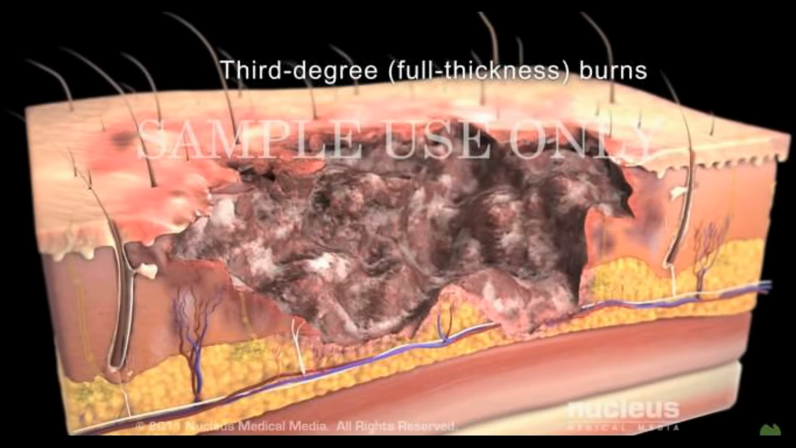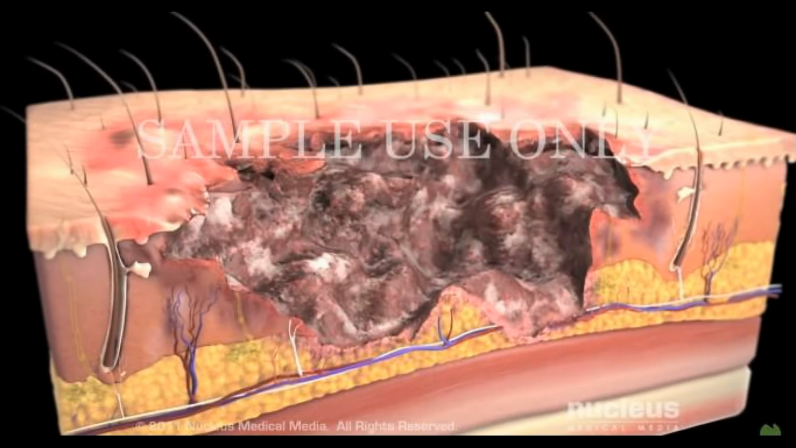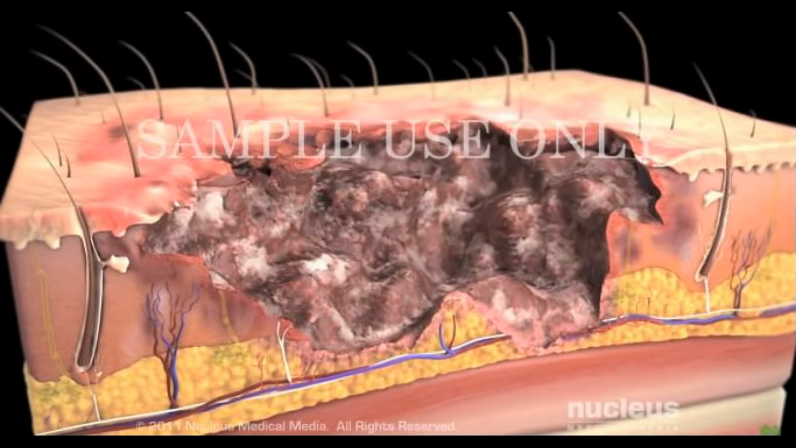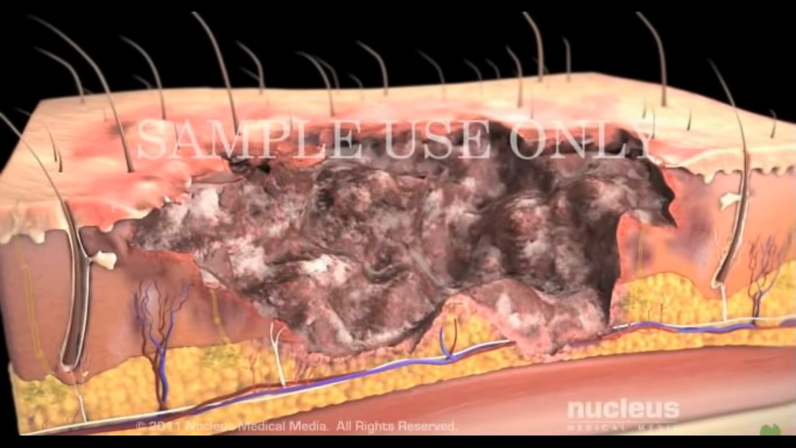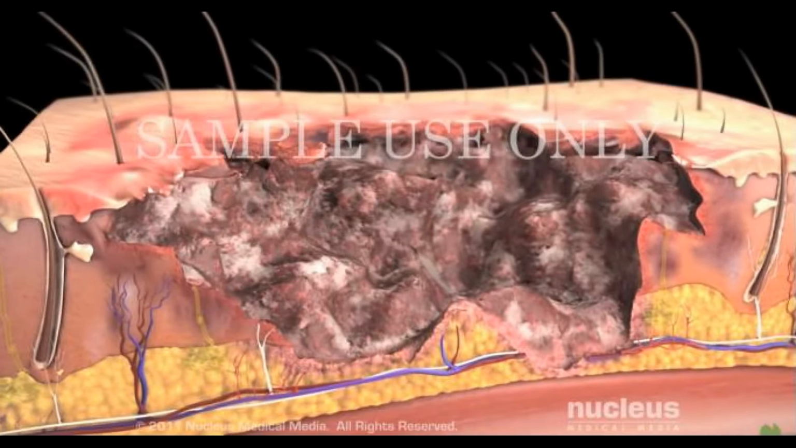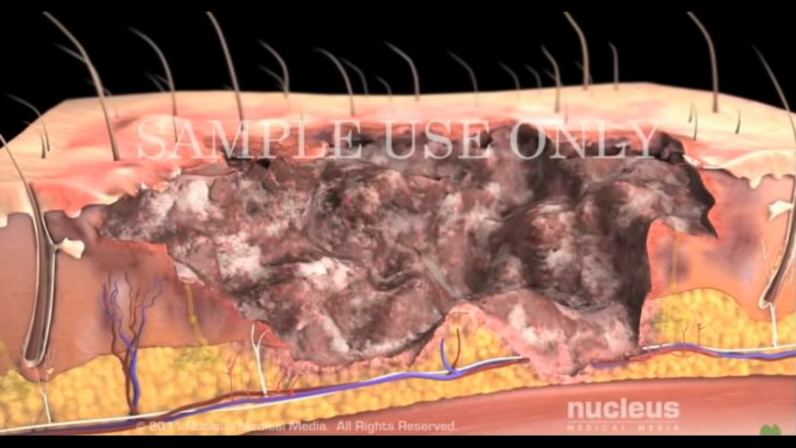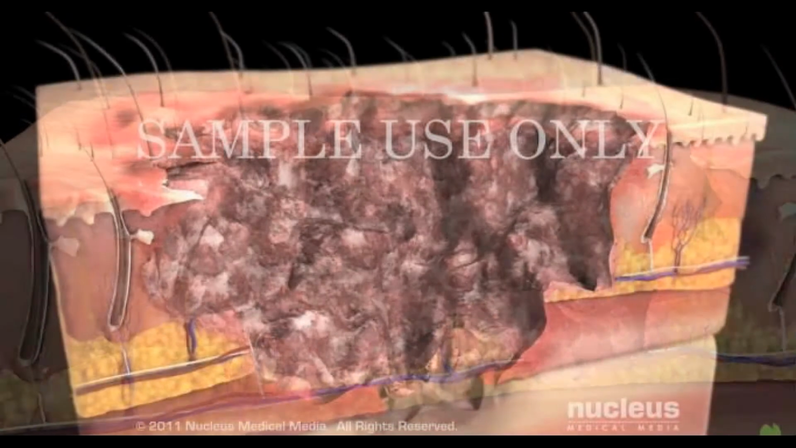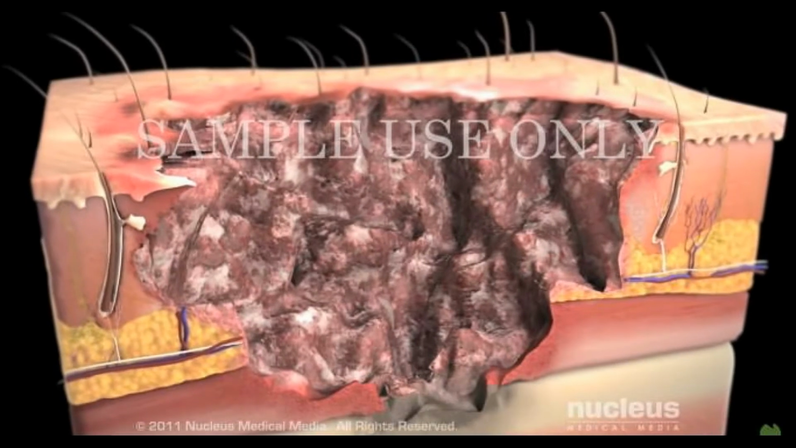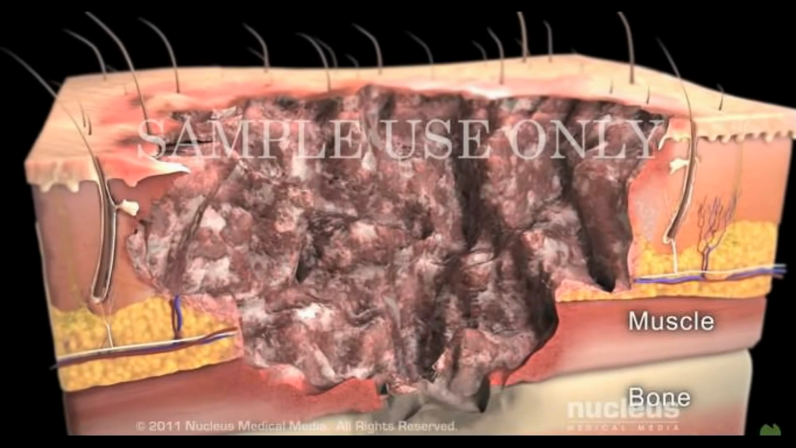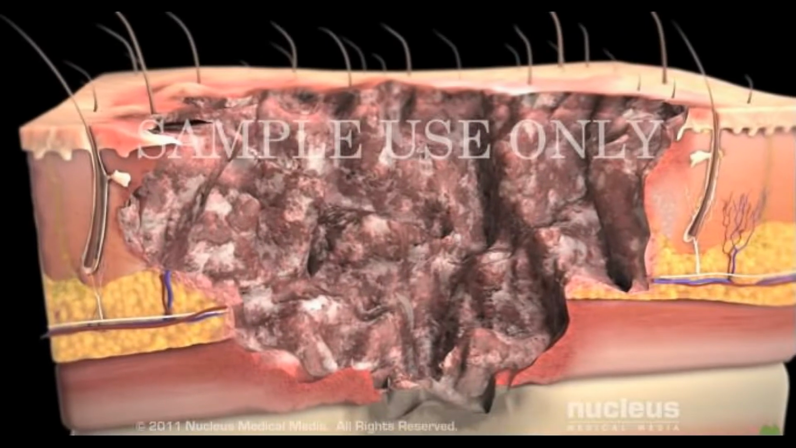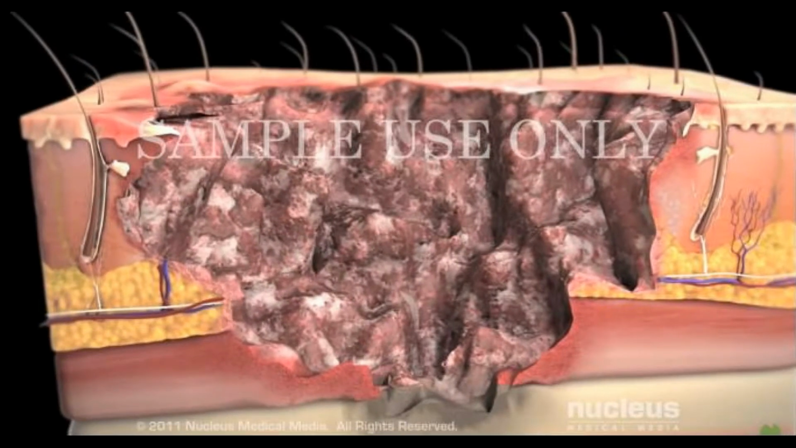Third degree or full thickness burns extend through your dermis and into the hypodermis. The burn site appears patchy in color, ranging from white to brown, with a dry, leathery texture. Because the burn is so deep, it causes little or no pain. Fourth degree burns involve the destruction of all layers of your skin, sometimes extending into the underlying muscle or bone. These burns are brown, dry, charred, and almost always painless.